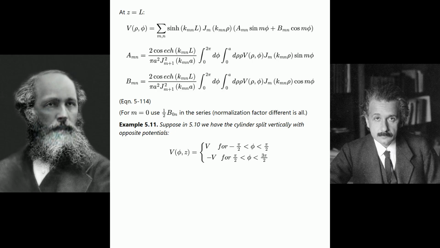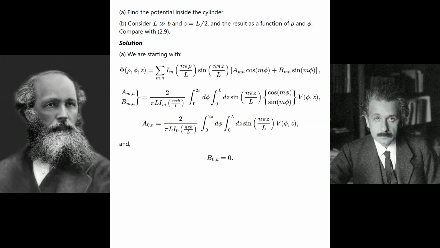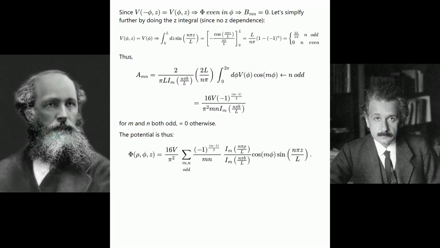Example 5.11. Suppose in 5.10 we have the cylinder split vertically with opposite potentials. See the equation shown. A. Find the potential inside the cylinder. B. Consider L much greater than b and z equals L divided by 2, and plot the result as a function of rho and phi. Compare with 2.9. Solution A. We are starting with the following equations. And see the equation. Since V of negative phi, z equals V of phi, z implies phi is even in phi, implies b sub mn equals 0.